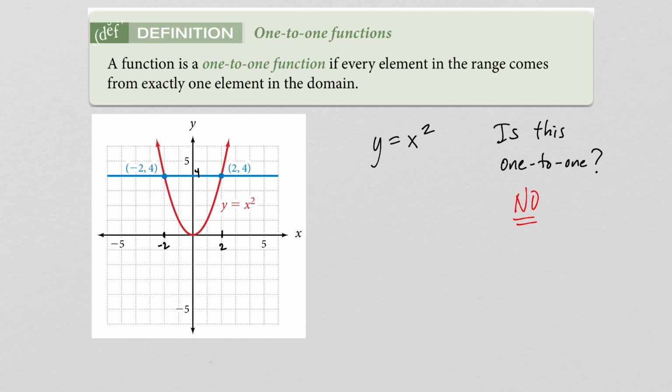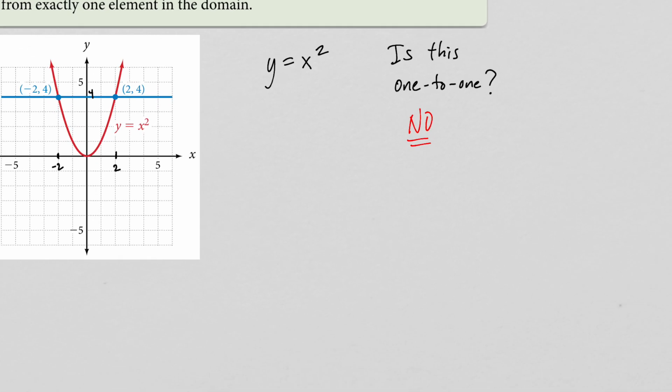Or to put it more succinctly, anytime you can draw a horizontal line, if that horizontal line intersects the graph more than once, it is not a one-to-one function. So what would a one-to-one function look like? Well, for example, a function like y equals x cubed would be a one-to-one function.